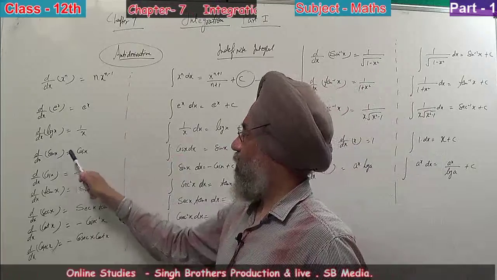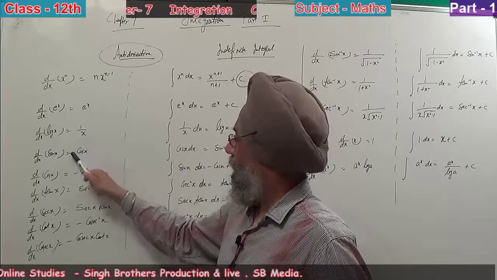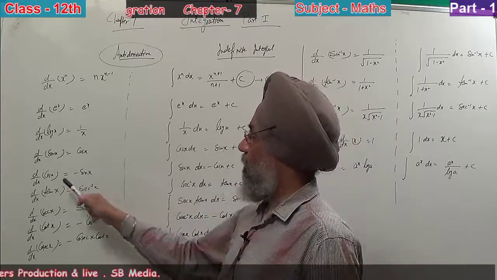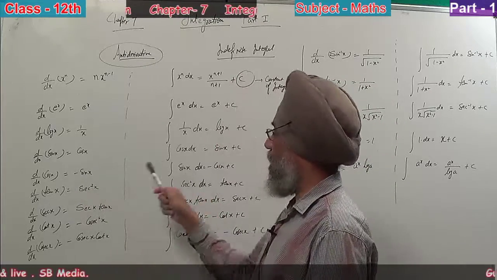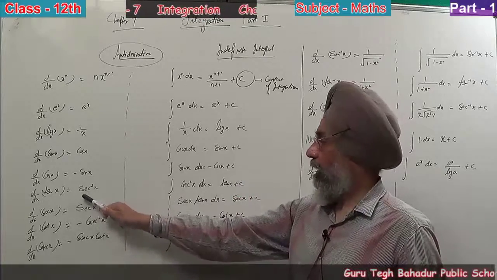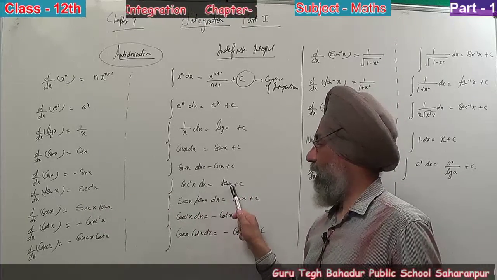Differentiation of sin x is cos x. So, integration of cos x is sin x. Differentiation of cos x is minus sin x. So, integration of sin x is minus cos x plus c. Differentiation of tan x is sec square x. So, integration of sec square x is tan x.